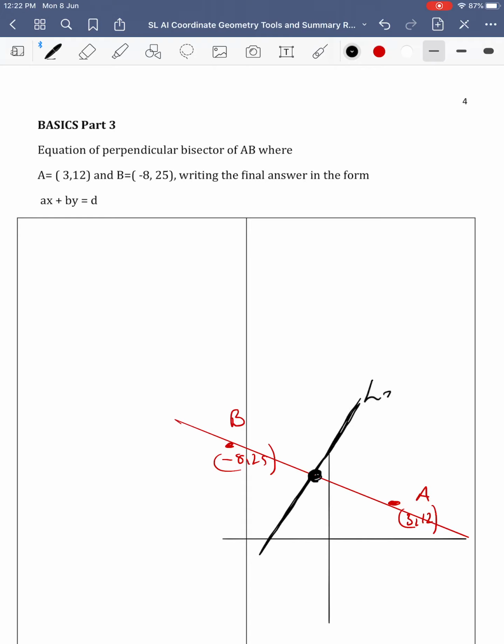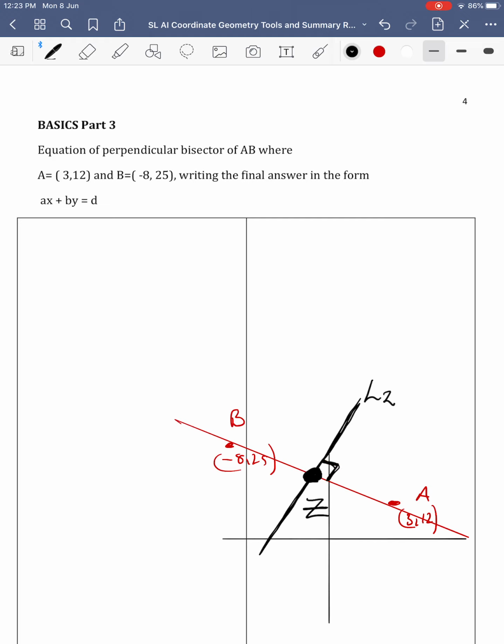I'm actually going to call this L2. I'm going to call this intersection point, the midpoint, Z. I'm not going to call it M, because M kind of deals with gradients, okay? And I'm not going to try and confuse myself with M's. And that's pretty much it. There's 90 degrees here. Okay, so let's go for it.